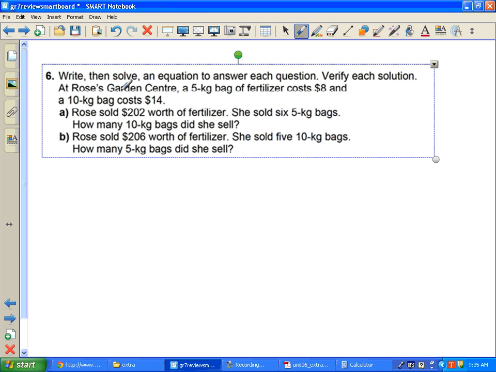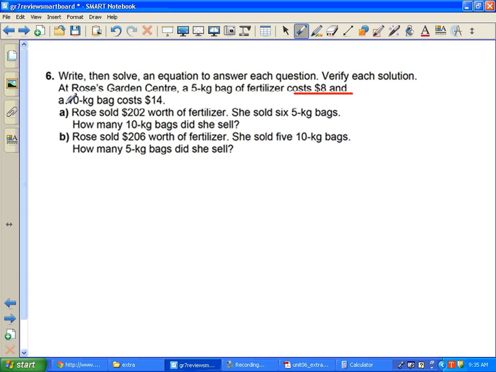So it says, at Rose's Garden Center, a 5-kilogram bag of fertilizer costs $8, and a 10-kilogram one costs $14. Okay, so there's our 2 different sizes of our bags, a 10-kilogram and a 5-kilogram bag. Rose sold $202 worth of fertilizer. So again, we've got to figure out what's constant and what is the total, and then what changes. So it said she sold $202 worth. So that's $202 total.